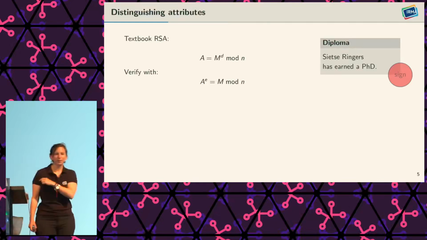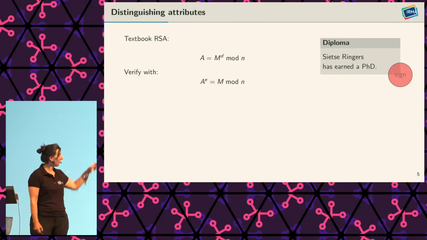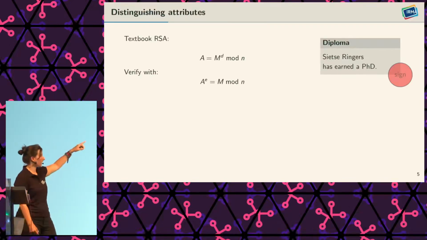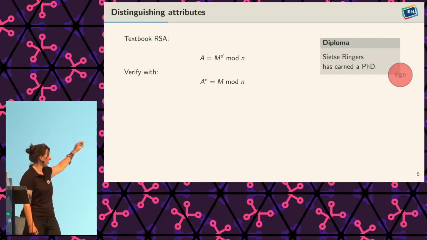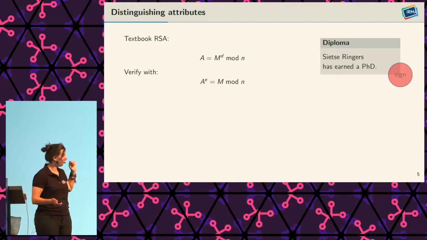So Sietse already talked about selective disclosure, and if we want to get there, we want to hide data. This is currently not possible with this system, because if we change anything in the diploma data, we will change the number M, and the signature will not satisfy the equation anymore. So we need to find a means to differentiate first between the different things that we may or may not want to show, and we can do this as follows.